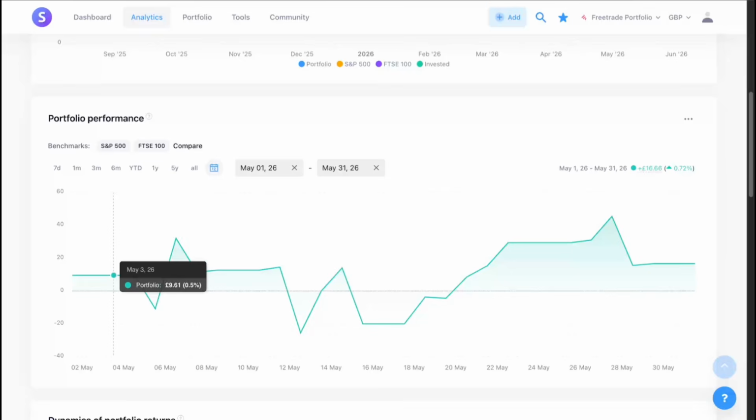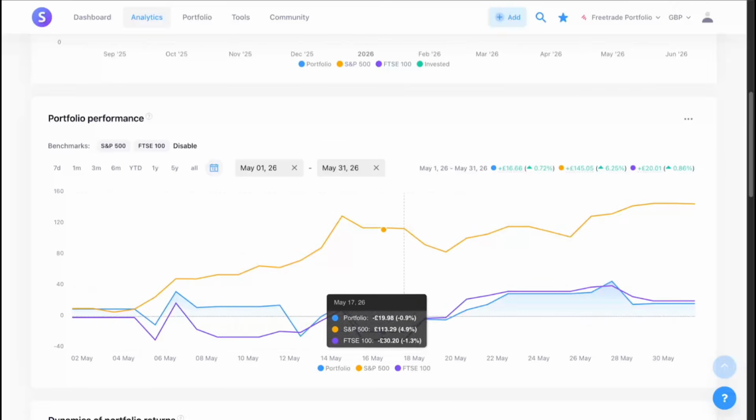So if we take a close look at how the portfolio performed in the month of May, we can see throughout the month my portfolio was up and down, but did manage to end up being slightly up, being up 0.72%, which is a return of just over £16.